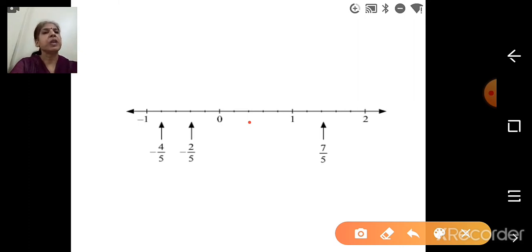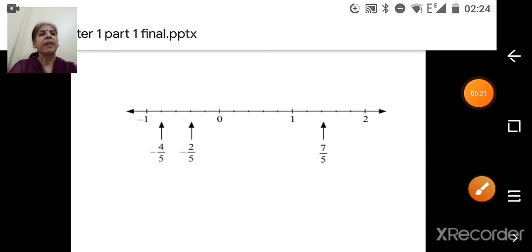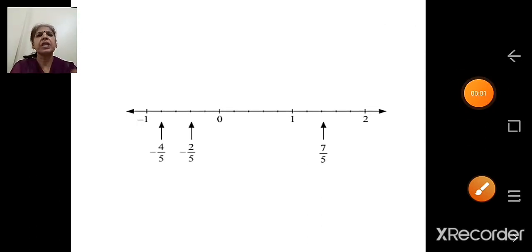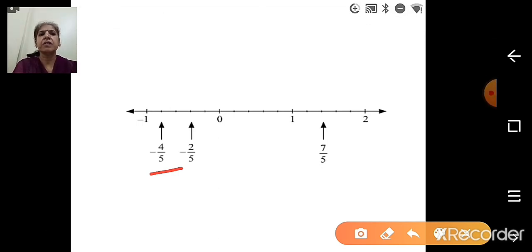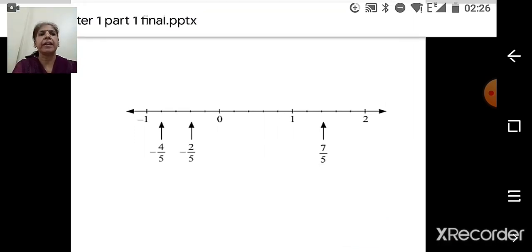Same way, the next number is negative 2 upon 5, on the left side. And each unit distance has to be divided into 5 parts. So 0, negative 1 upon 5, negative 2 upon 5. Now the next number is negative 4 upon 5. Again it is to the left of 0 and you have to take the fourth part. So 1 upon 5, 2 upon 5, 3 upon 5, 4 upon 5. This is your negative 4 upon 5. This way you have to show the numbers on a separate number line.